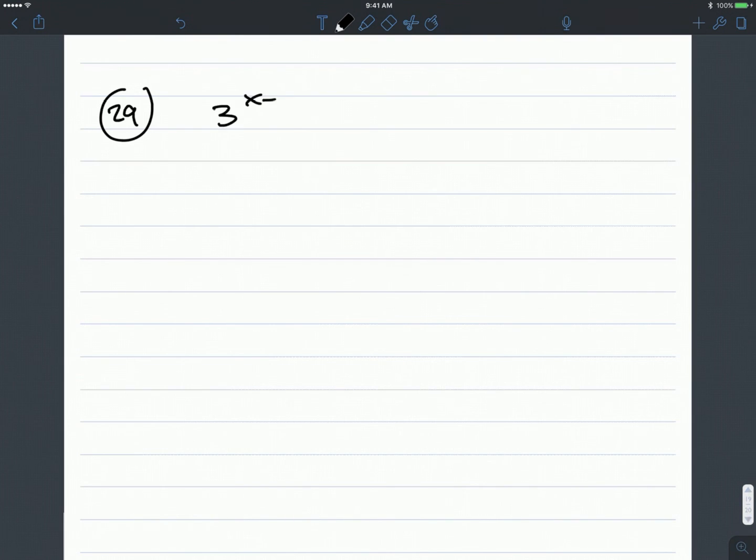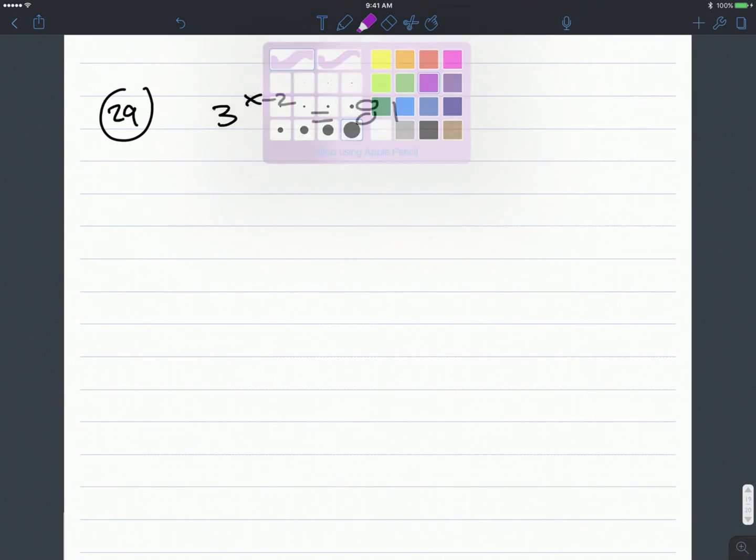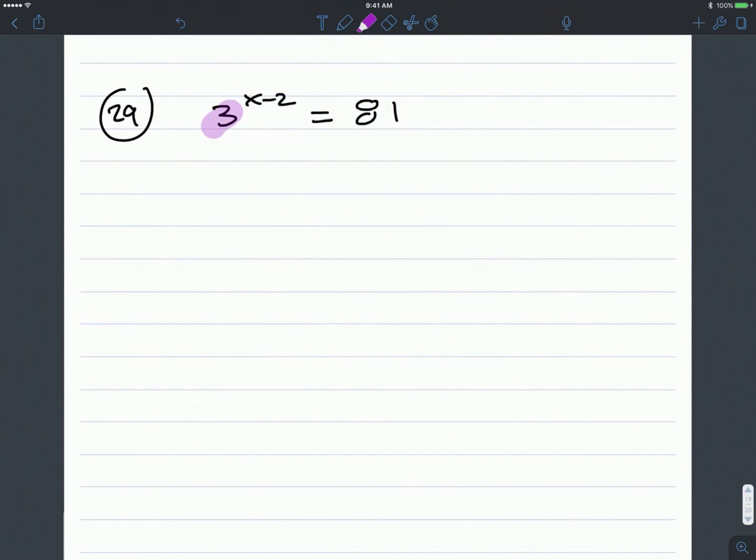3 to the x minus 2 power is 81. Okay. What's my base? 3. Is that true? Can I write 81 as an exponential that has that same base 3? What does the power have to be?